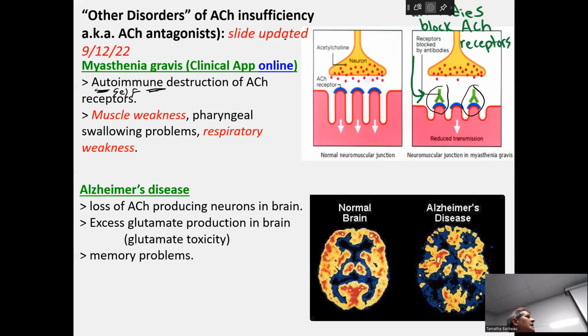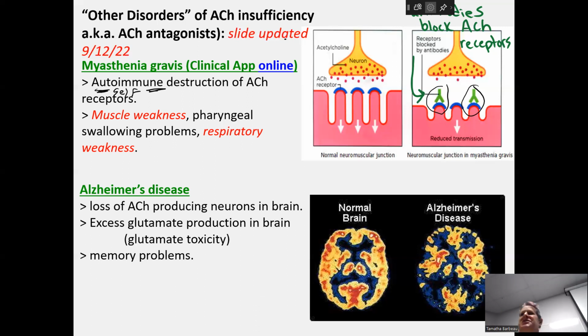Okay. So loss of acetylcholine-producing neurons in the brain is associated with Alzheimer's. So here's a normal brain with all those active areas. Here's a brain of someone who's suffering from Alzheimer's. Notice a lot of these cortexes on the outer side have gone dark. All right. And they're not coming back once those neurons are gone.